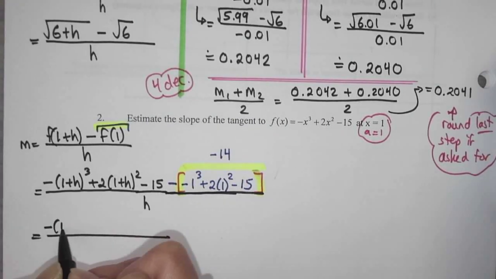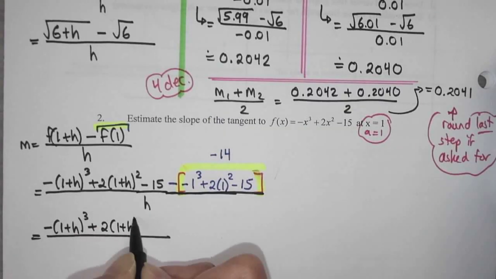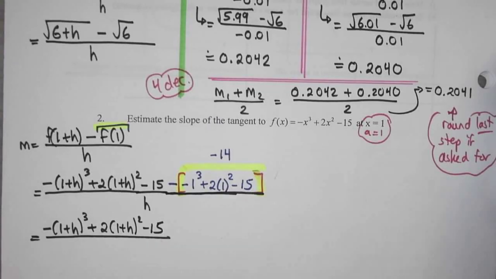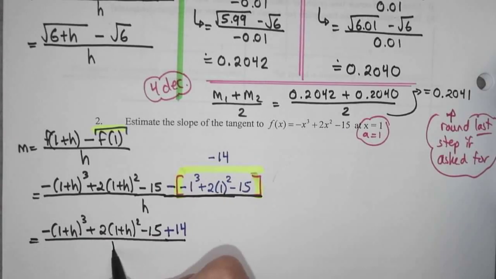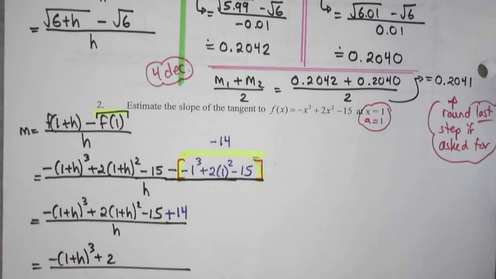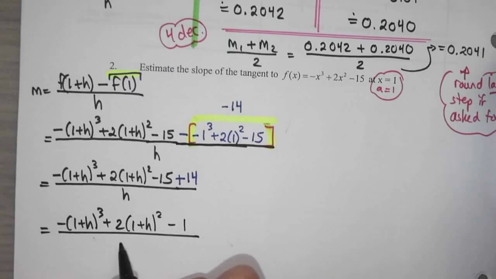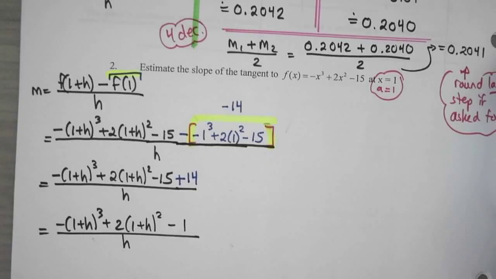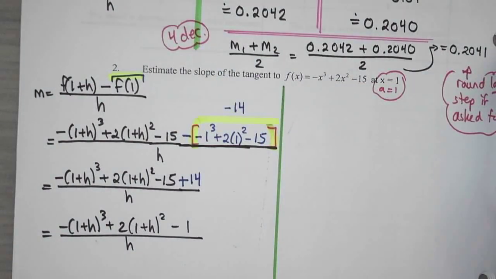So I'm going to do this. I'm going to leave this here. I don't think I want to expand that. You could expand part of it. I'm just going to leave it. And then this is minus 15 and this becomes minus 14, so plus 14, all over H. And then, again, I'm choosing to not expand it because I think subbing into the cube is actually easier like that. There we go. So that's as far as I'm going to go.